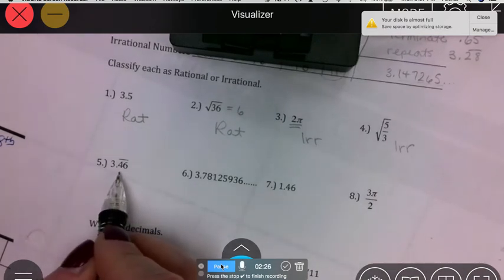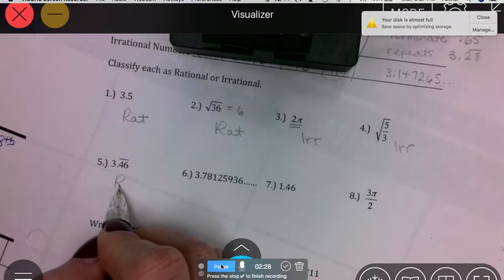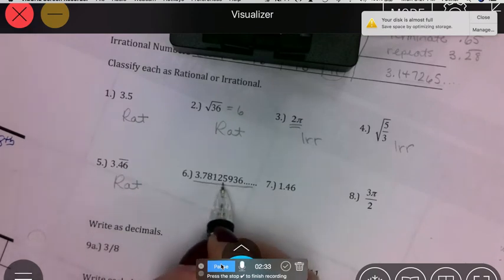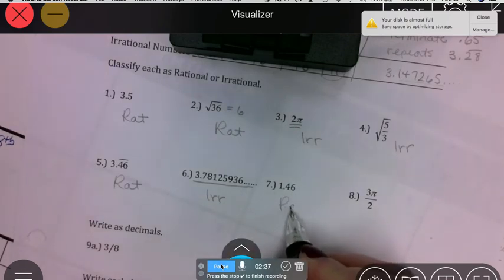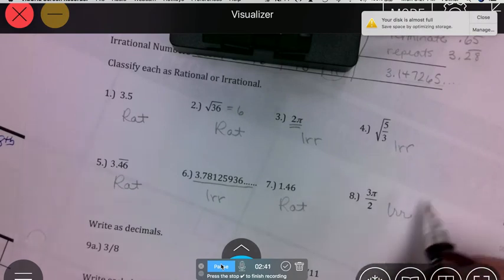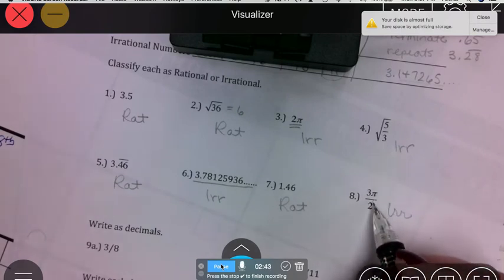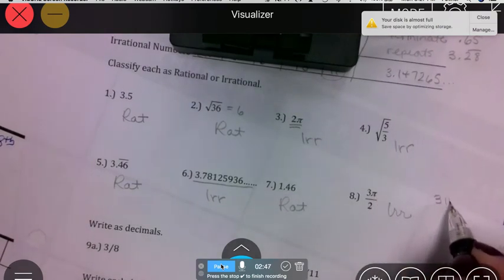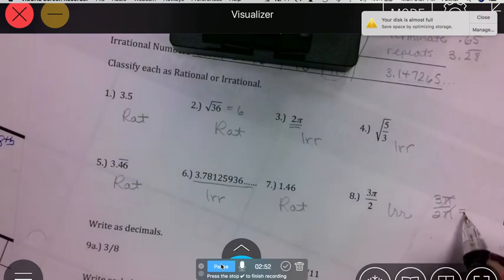Problem number 5, if it's repeating, it's automatically rational. 6, there's no distinguishable pattern, so it's irrational. 7 would be rational. 8 would be irrational. Be careful not to automatically assume that something with pi is irrational, because if this had been 3 pi over 2 pi, the pi's could have canceled, and this would have ended up a rational number.